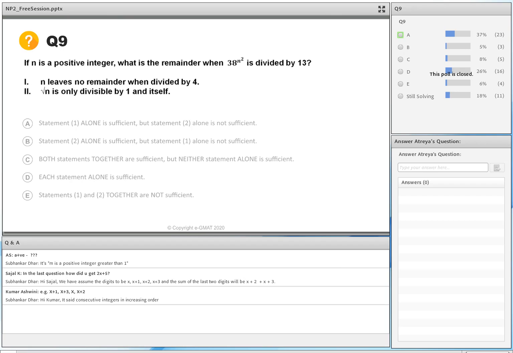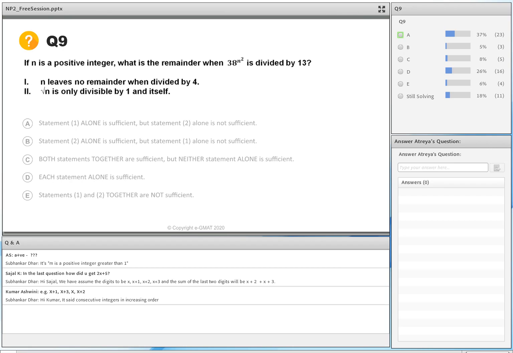So I can see that 37% of you have marked choice A as the answer. 26% of you have marked choice D as the answer. All right, let's understand this question.